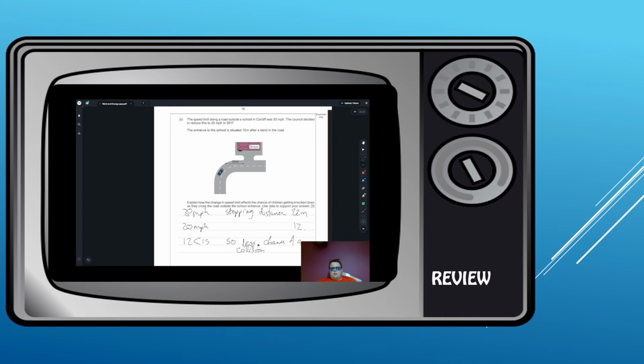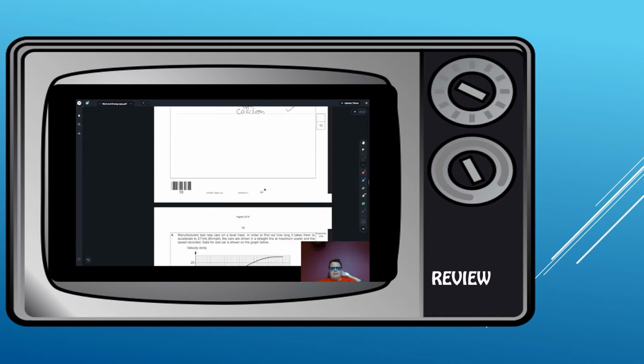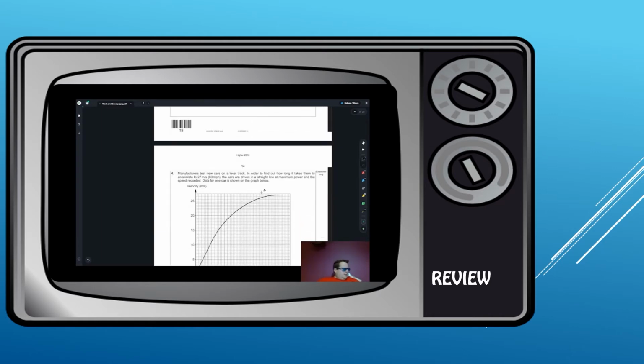So the 3 marks are basically 1 for going, oh, it's 22 if it was 30, 1 for saying it's 12 if it's 20, and the other mark is for this sentence down here, something saying that 12 is short enough that you can come around the corner and stop in time, so you shouldn't hit any kids. Right, so on to the higher papers.